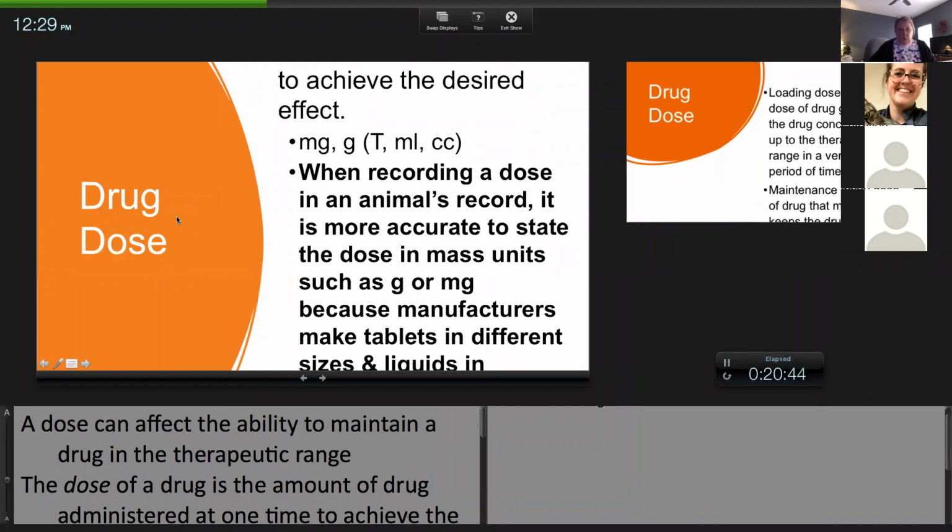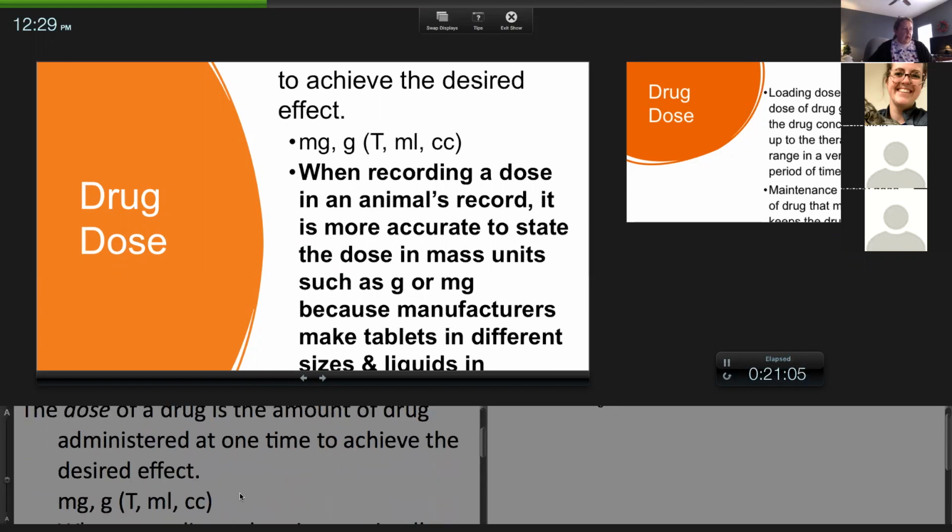Now, a drug dose affects the ability to maintain the drug in the therapeutic range. You have to get a certain amount of drug into the body to achieve that therapeutic range. To formulate what dose we give a patient, it's how much we are giving to achieve the desired effect. So how many milligrams, how many grams, how many tablespoons, mils, cc's. For every anesthetic drug that you calculate, you calculate how many milligrams of propofol the patient got, how many mils they got.